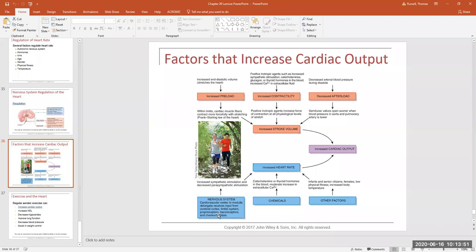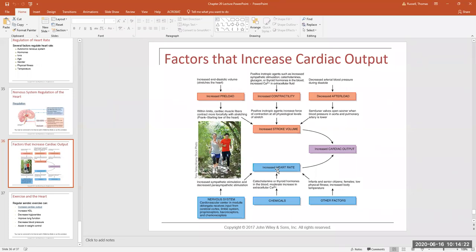Well, we get sympathetic output. Sympathetic output releases basically norepinephrine. The sympathetic postganglionic neurons use norepinephrine as their neurotransmitter. So just like norepinephrine or epinephrine, the catecholamines from the adrenal medulla increase heart rate, so does norepinephrine from the sympathetic nervous system. So the sympathetic nervous system increases heart rate to increase cardiac output.